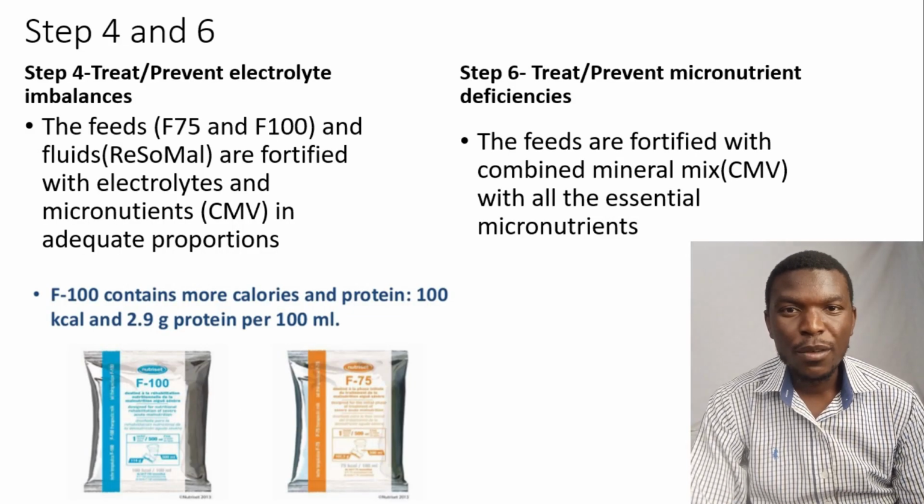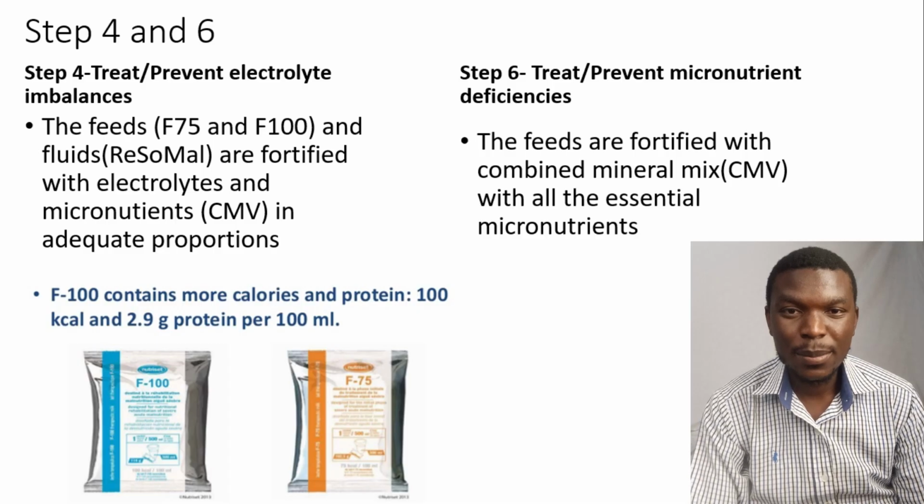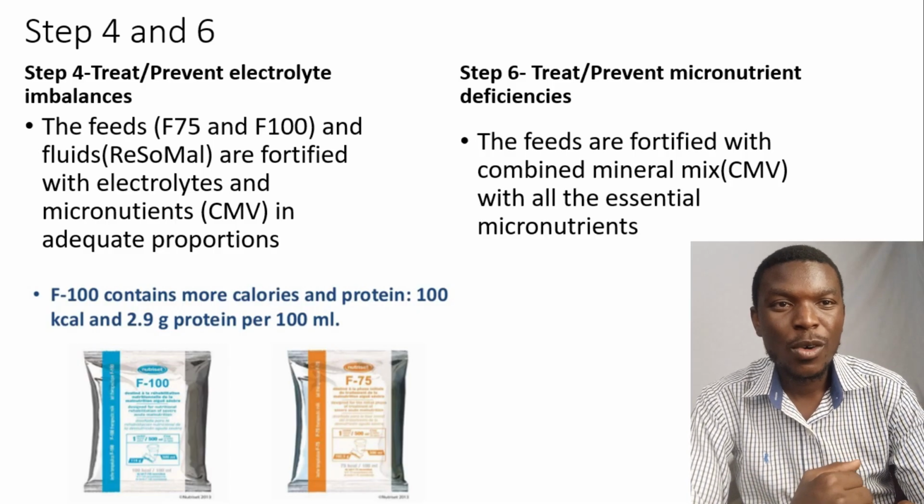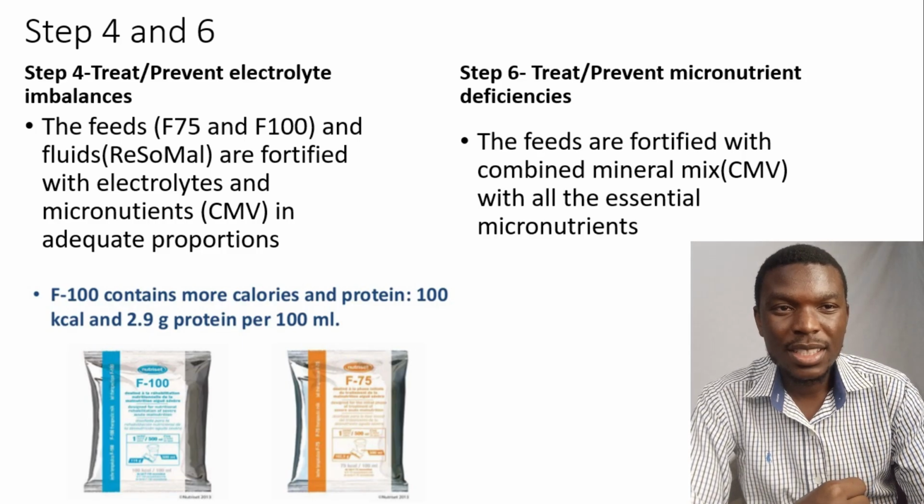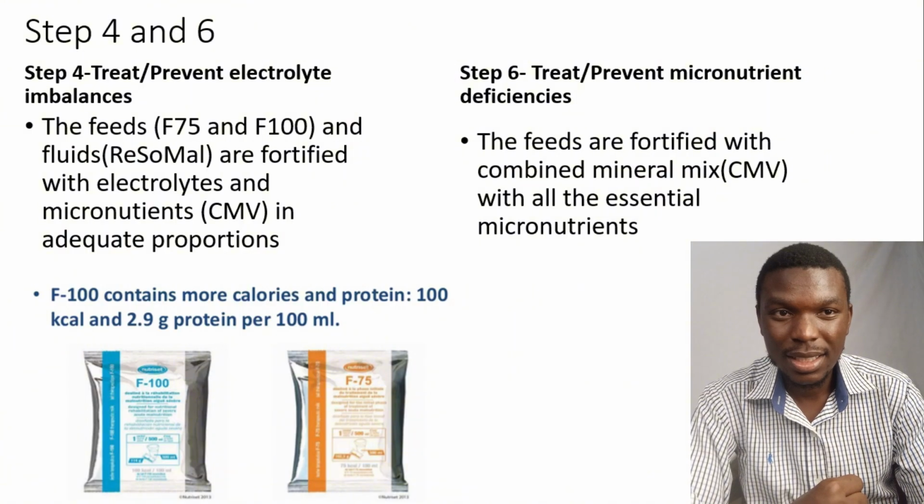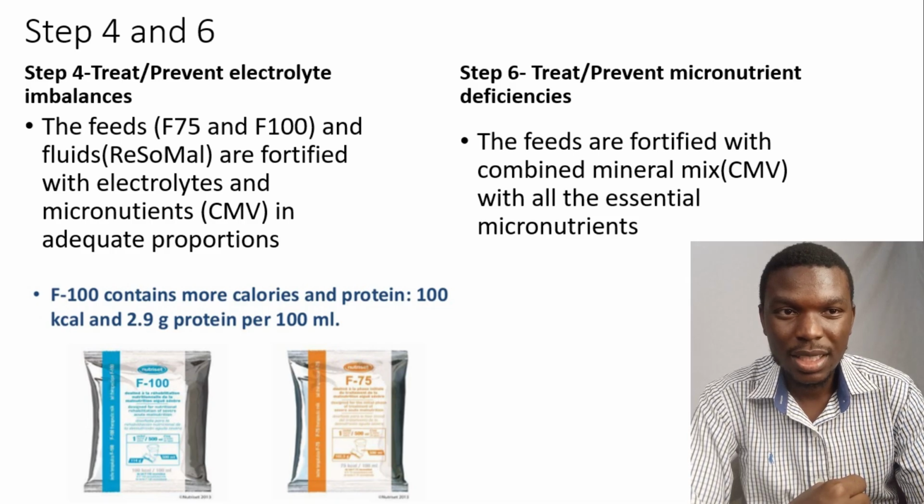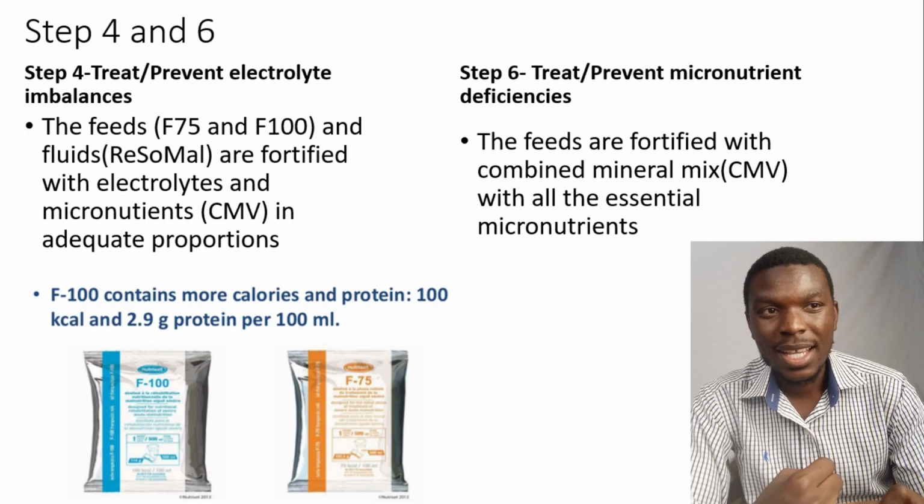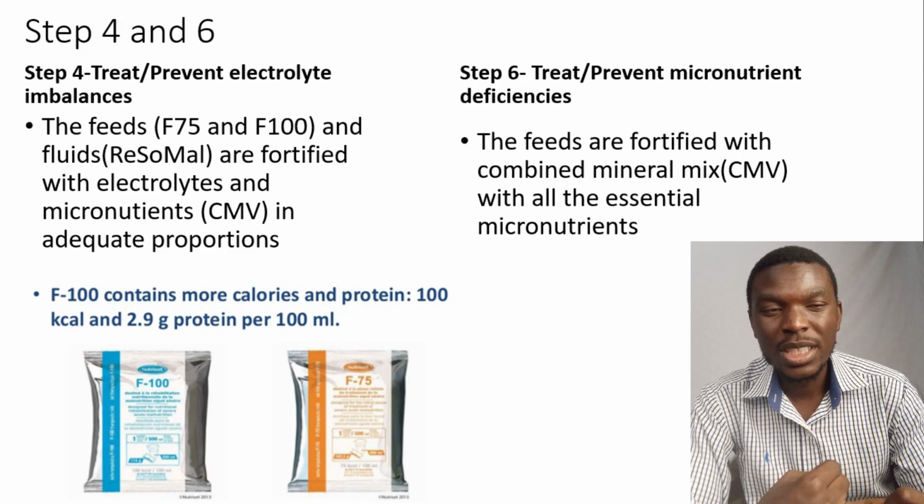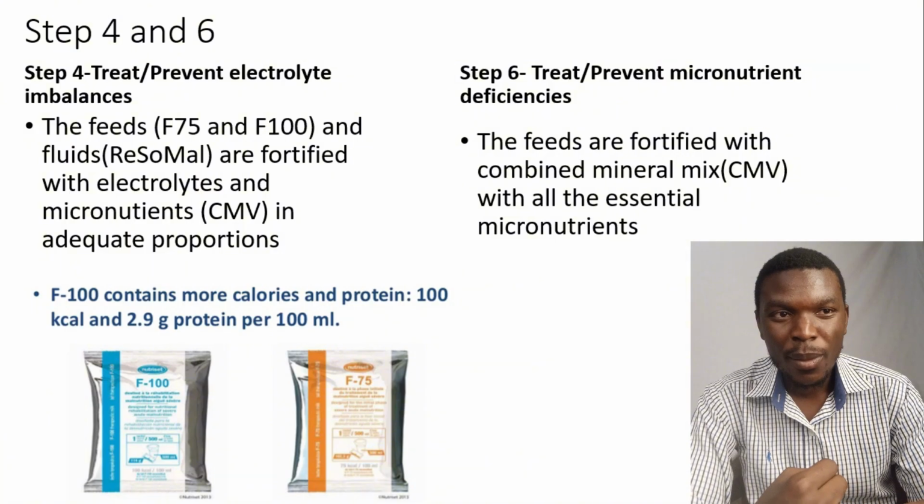So we'll move on to step 4, which we will discuss together with step 6. Step 4, we are treating and preventing electrolyte imbalance. The feeds F75 and F100 and the ReSoMal fluid are fortified with electrolytes and micronutrients in adequate proportion. So again, the treatment and prevention of micronutrient deficiency, which is step 6, will also be controlled by these feeds in combination with the ReSoMal fluid.